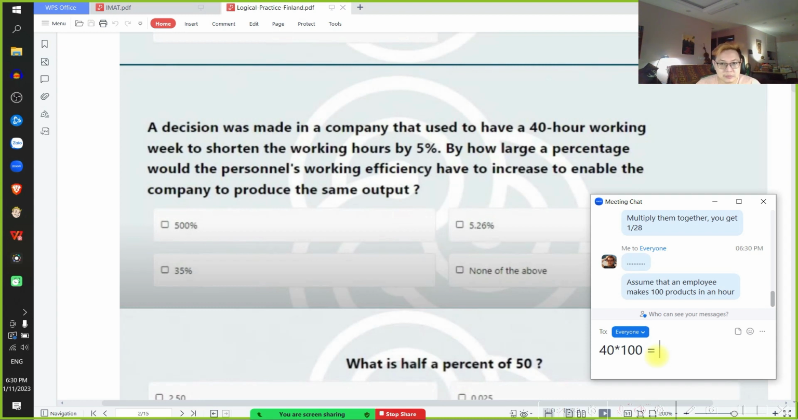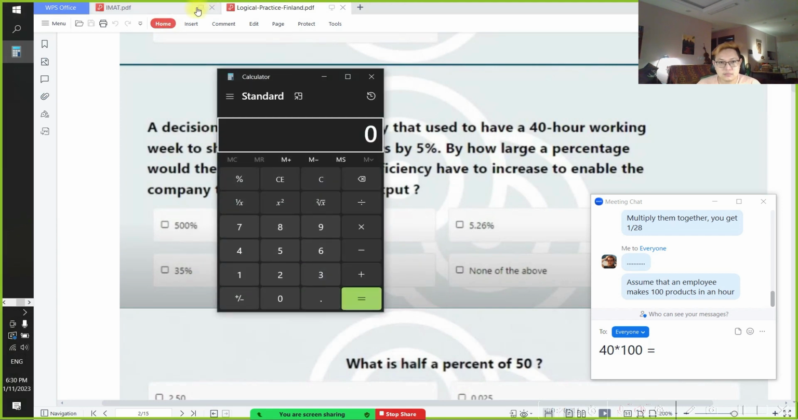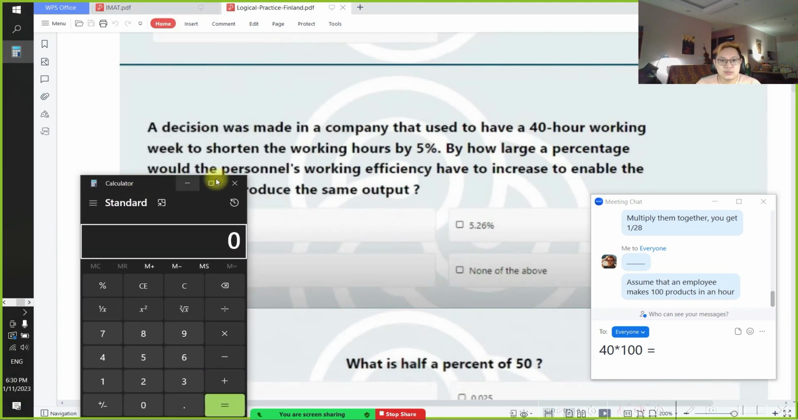So to keep the same output, you decrease the working hours by 5%. What does it mean? Shorten the working hours by 5% means now you work 95% of the hours that you used to, isn't it? So it means 40 hours times 0.95. So you work only 38 hours per week now.